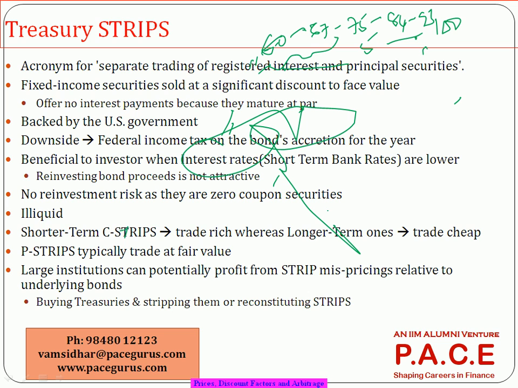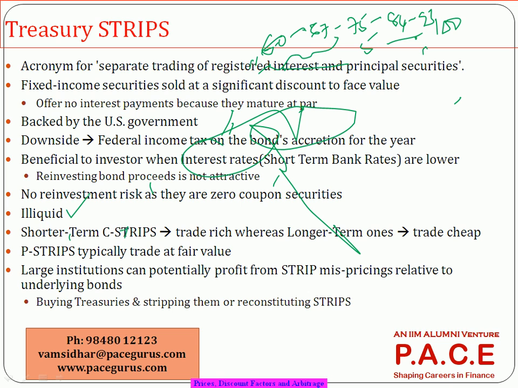These kinds of strips are very much beneficial to the investor if the interest rates are falling, because there is no reinvestment risk at all, no intermediate amount coming in. That is where the investor is completely safe and secured. But on the downside, generally there will be a lot of illiquidity for these kinds of instruments.